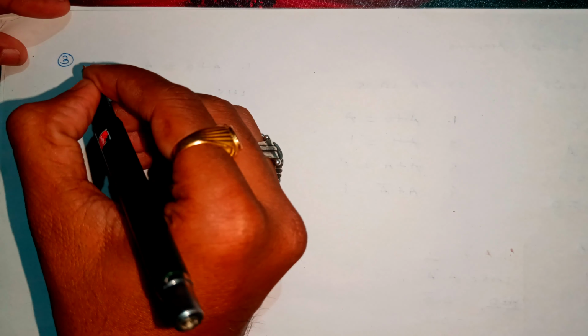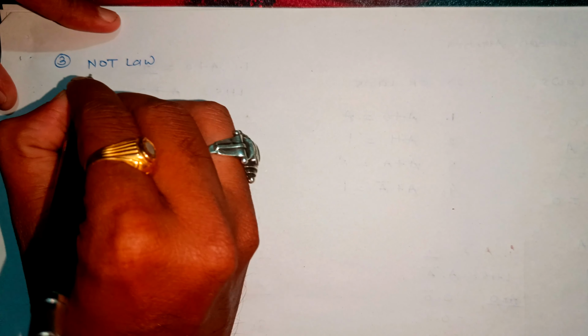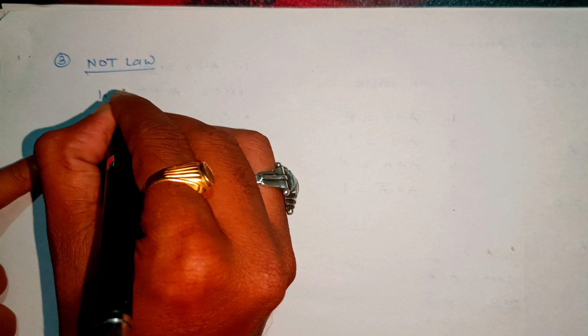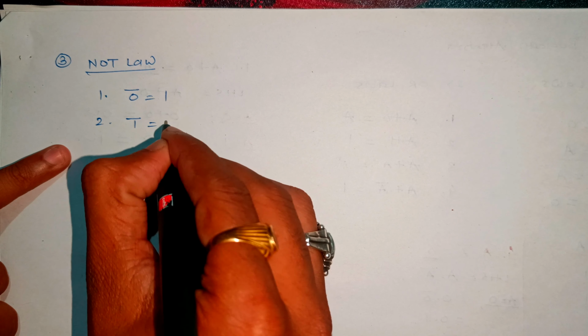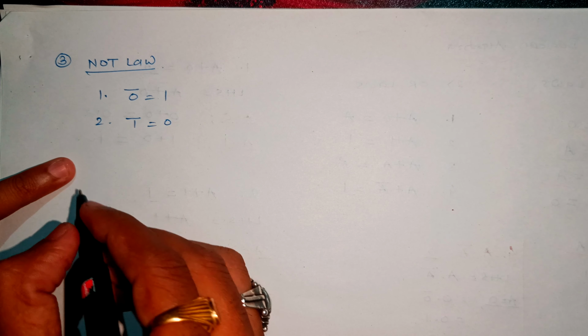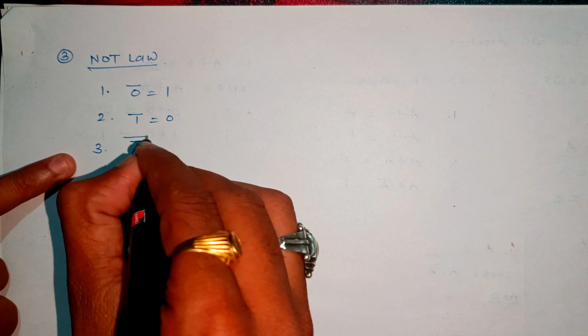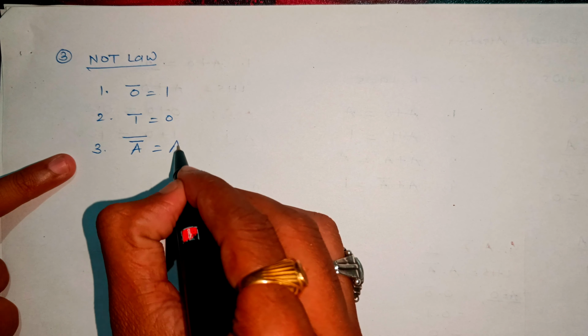Now the next category we have called as NOT law, or we can call it as complementary law also. It is also called as complementary law. So let us start with the first rule. 0's complement 1. We all know that 1 complement will be 0. Third, a complement's complement. You can see it here. A complement's complement will be equal to a.